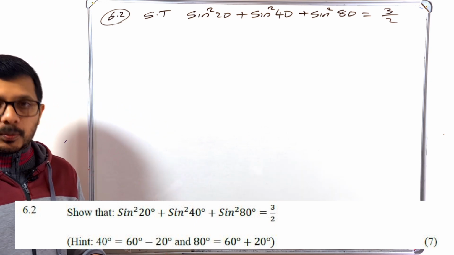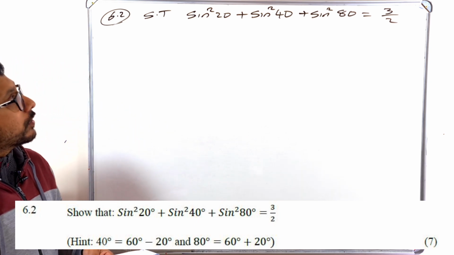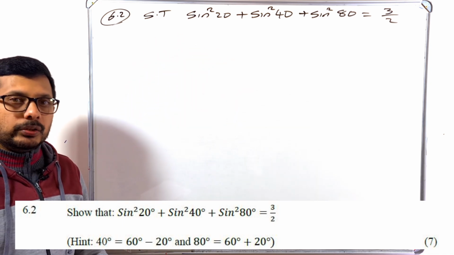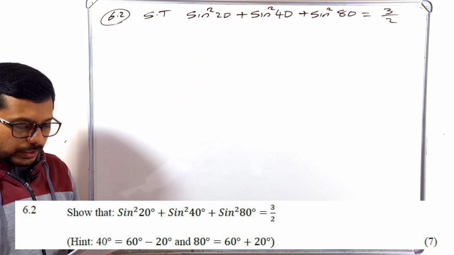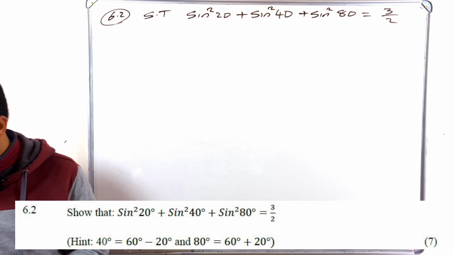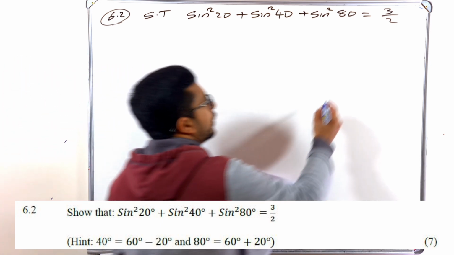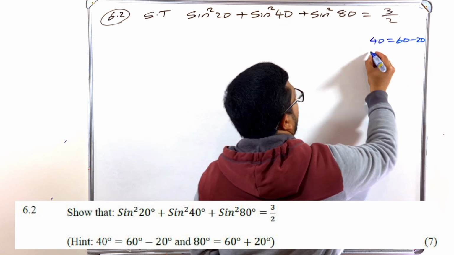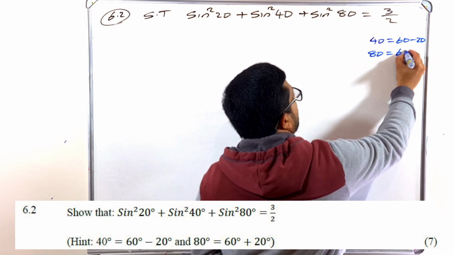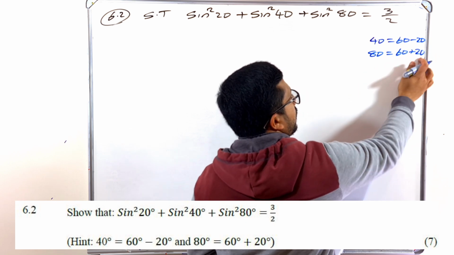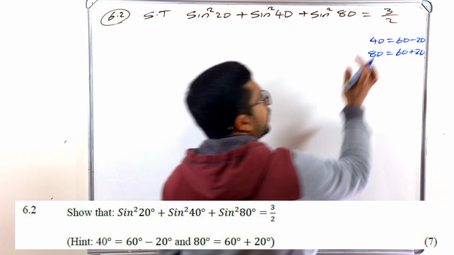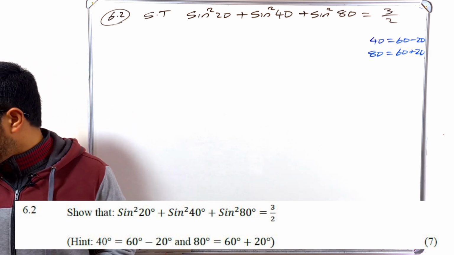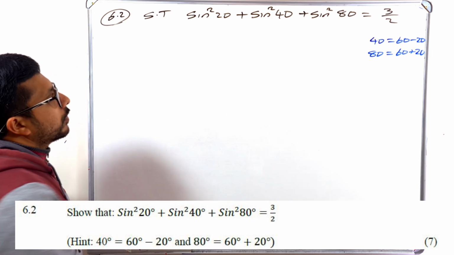So it means there is something that you have to do there. You have to show that the left hand side is equal to 3 over 2. Also there is a hint given. 40 you have to write as 60 minus 20, and 80 you have to write as 60 plus 20. 60 plus 20 is 80, 60 minus 20 is 40. There is a hint given. That is how you want to do it. That's the question. Okay, so let's start.